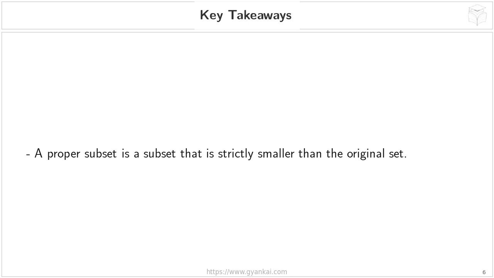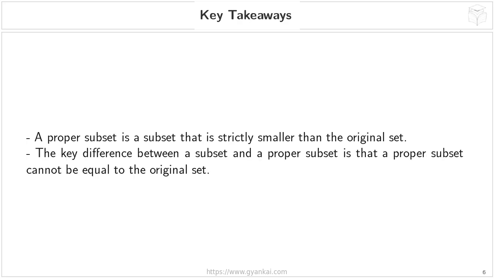Key takeaways. Let's recap what we've learned about proper subsets with these key takeaways. First, a proper subset is simply a subset that is smaller than the set it's contained within. Remember, we previously established that a subset contains elements found in another set. A proper subset takes that a step further. It's not just contained, it's strictly smaller. The crucial difference between a regular subset and a proper subset is this: a proper subset can never be equal to the original set. Think back to our earlier examples. If two sets have exactly the same elements, they are equal, and therefore one isn't a proper subset of the other. It's just a subset.